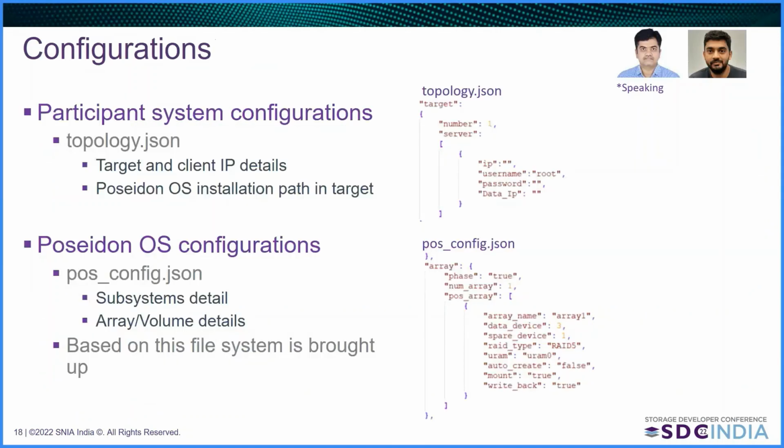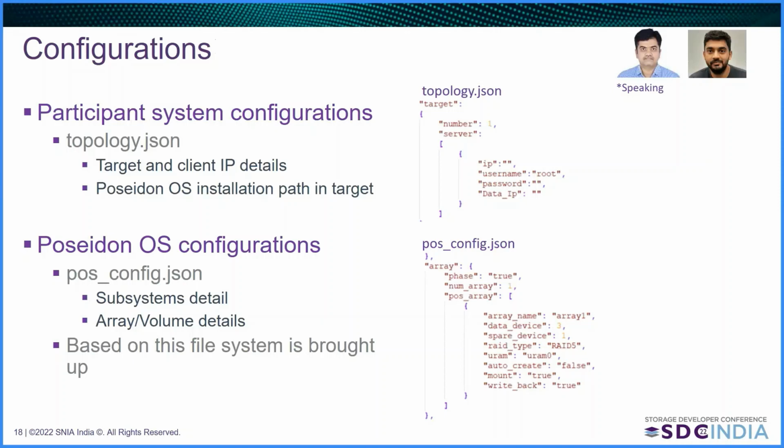Coming to the configurations, as we talked about, the topology.json has IP address and Poseidon OS installation directory path listed in it. Multiple initiators can be listed, and one target can be listed in this file. The main parameters to be entered are IP address, username, password, and data IP. Data IP is the IP address required for the data communication, through which target and client exchange the data.